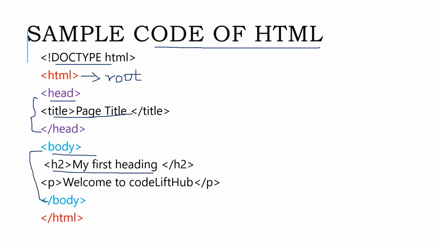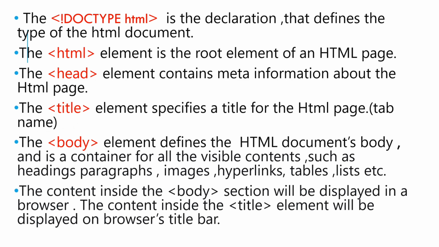Without the HTML root tag, we cannot execute the HTML code because the browser cannot identify it. If we mention the HTML tag, it recognizes it. Every opening tag should contain a closing tag, but some of the tags do not. Here, doctype is the document type. It tells the browser which type of document it is, and HTML is the root element of an HTML page.